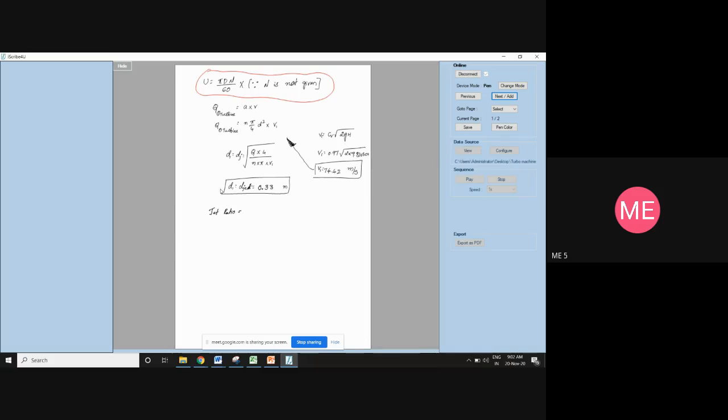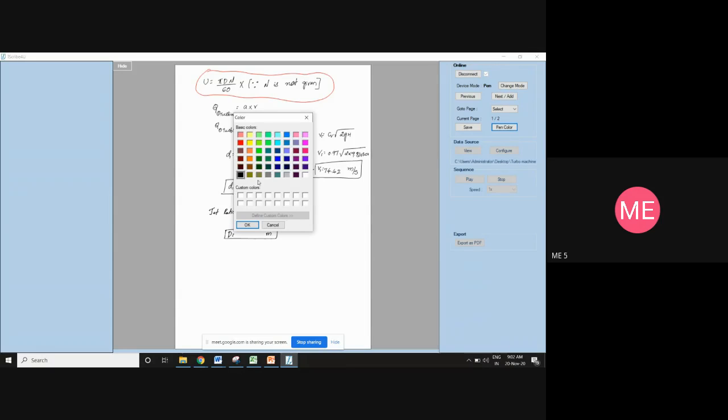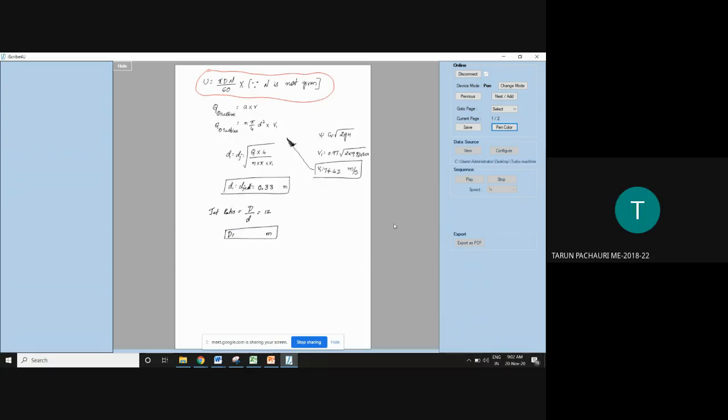What is the formula for jet ratio? Capital D by small d. And the value of these two is given in the question, that is, it is 12. Once you know the small d, you can take out capital D easily, in meters. How much do you get? Is this 3.98?